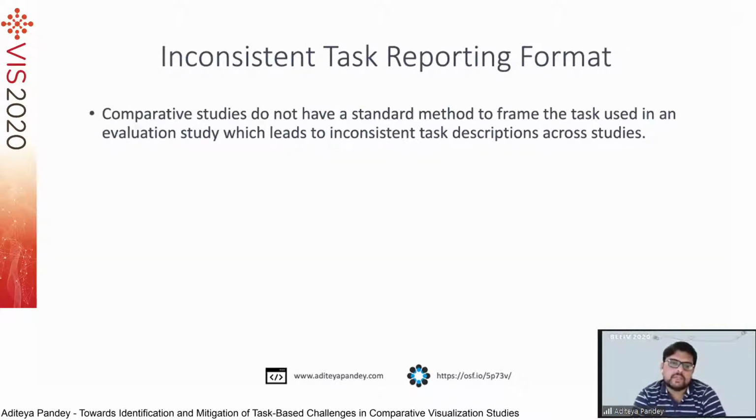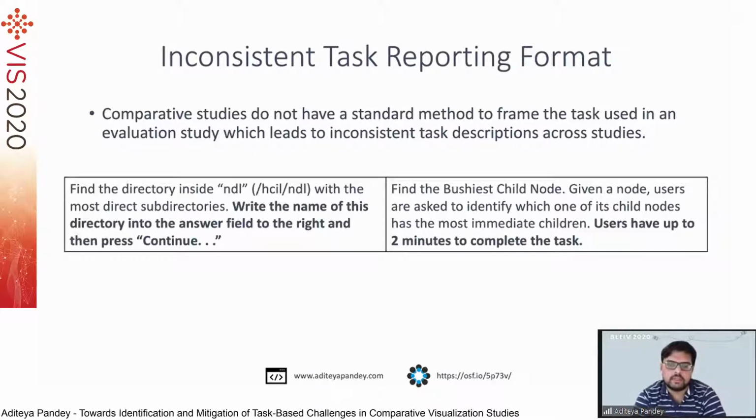One general problem that we noticed was comparative studies do not have a standard method to frame the tasks that are used in evaluation studies, which leads to inconsistent task descriptions. Let us just consider these two task descriptions. You can see the bolded paragraphs highlight, in addition to the actual task, what was the additional information that was being provided. The task on the left was giving some instruction related to the task, and the task on the right did not give instructions related to the task, but did provide some additional information, like how many minutes were allocated to perform the task.